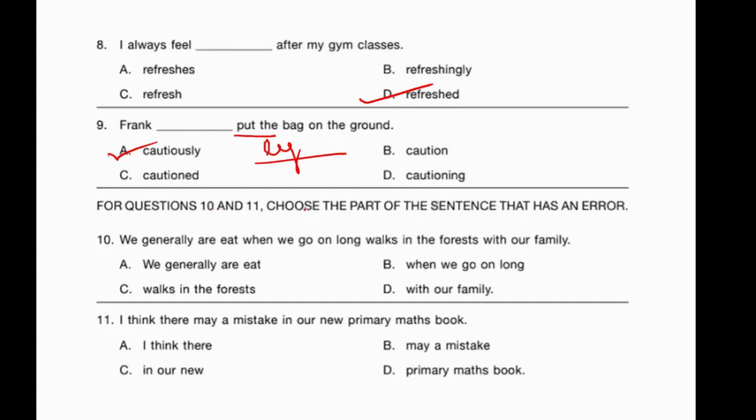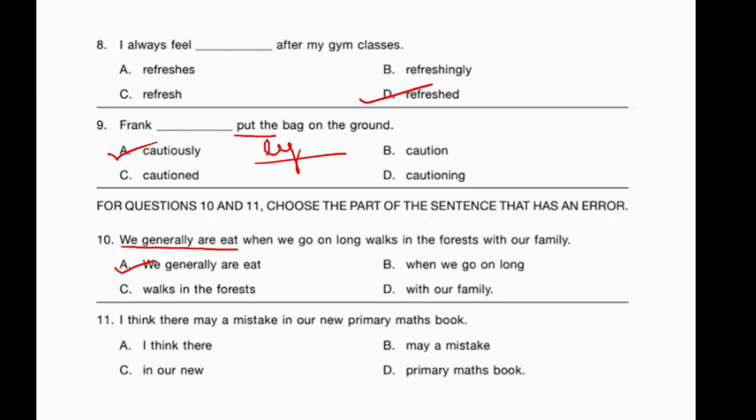Next, for questions 10 and 11, choose the part of the sentence that has an error. You have to find the part of the sentence where you can feel there is a mistake. "We generally are eat when we go on long walks in the forest with our family." This sentence is not correct, and the incorrect part is the first part. We don't say "we generally are eat." We generally eat when we go on long walks in the forest with our family. This part is in option A, so this is our correct answer.